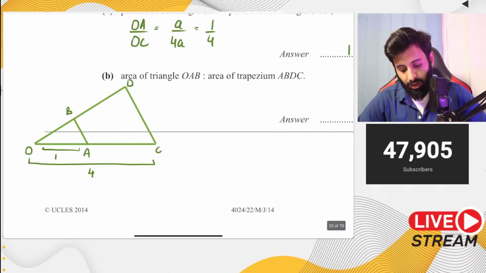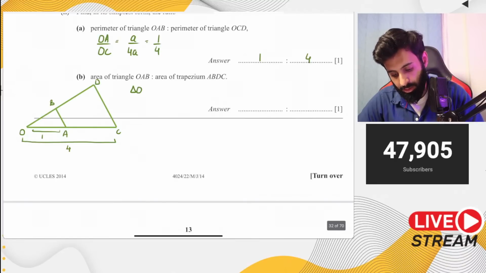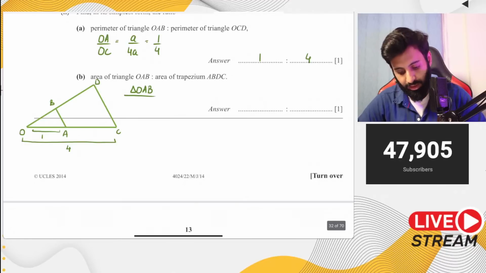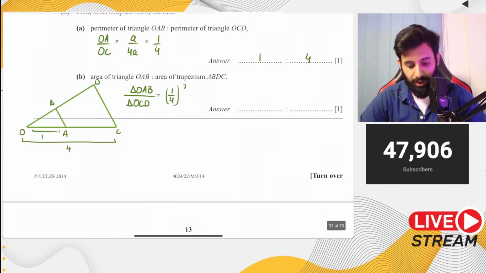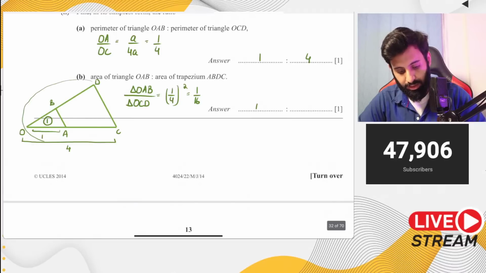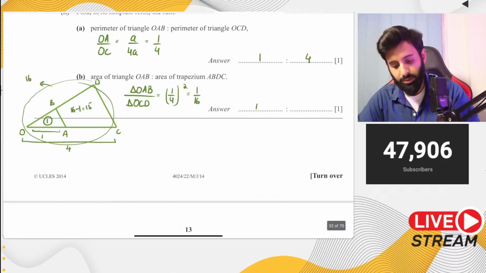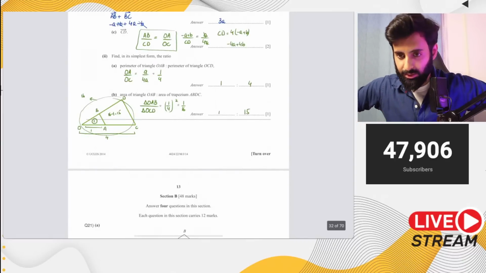Okay. Now, again, remember apples to apples and oranges to oranges. So instead of finding out the area of triangle OAB is to area of trapezium ABDC, what I'll do instead is I'll find out the area of triangle OAB is to area of triangle OCD. Okay, so 1 upon 4, the whole thing square, and what's that equal to? That's going to be equal to 1 upon 16. That means if the area of this triangle is equal to 1, then the area of the entire triangle is equal to 16, which means the area of the trapezium is going to be equal to 16 minus 1, which is equal to 15. And there you go, fellas. That's it. That's your answer.